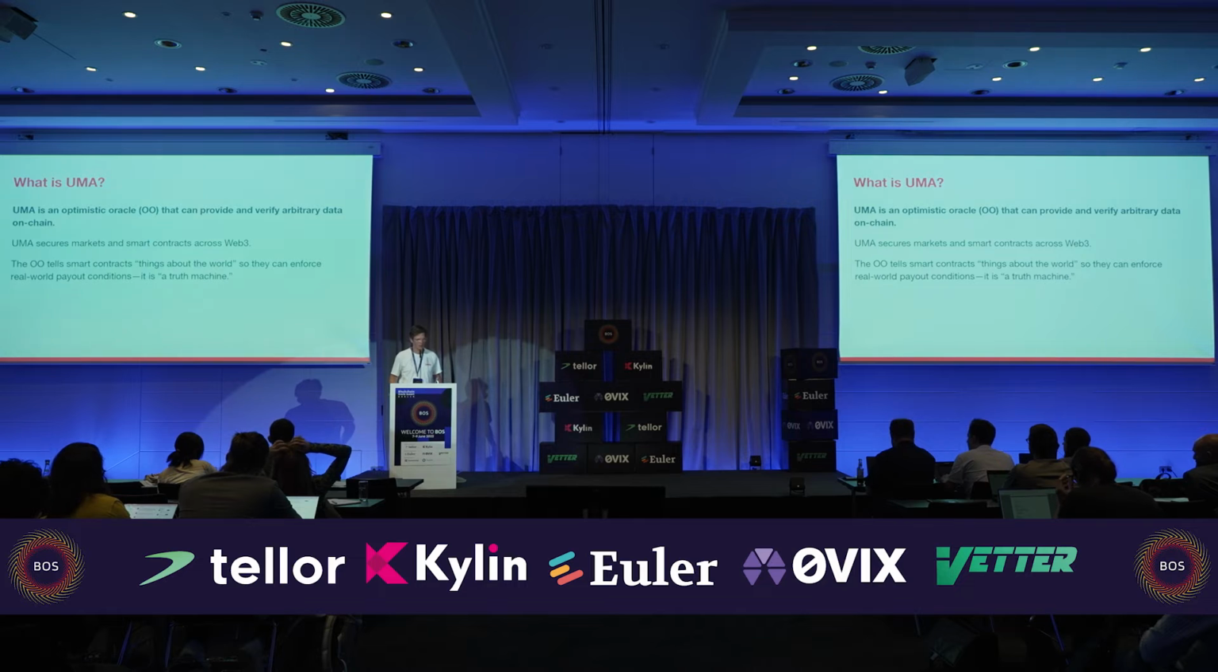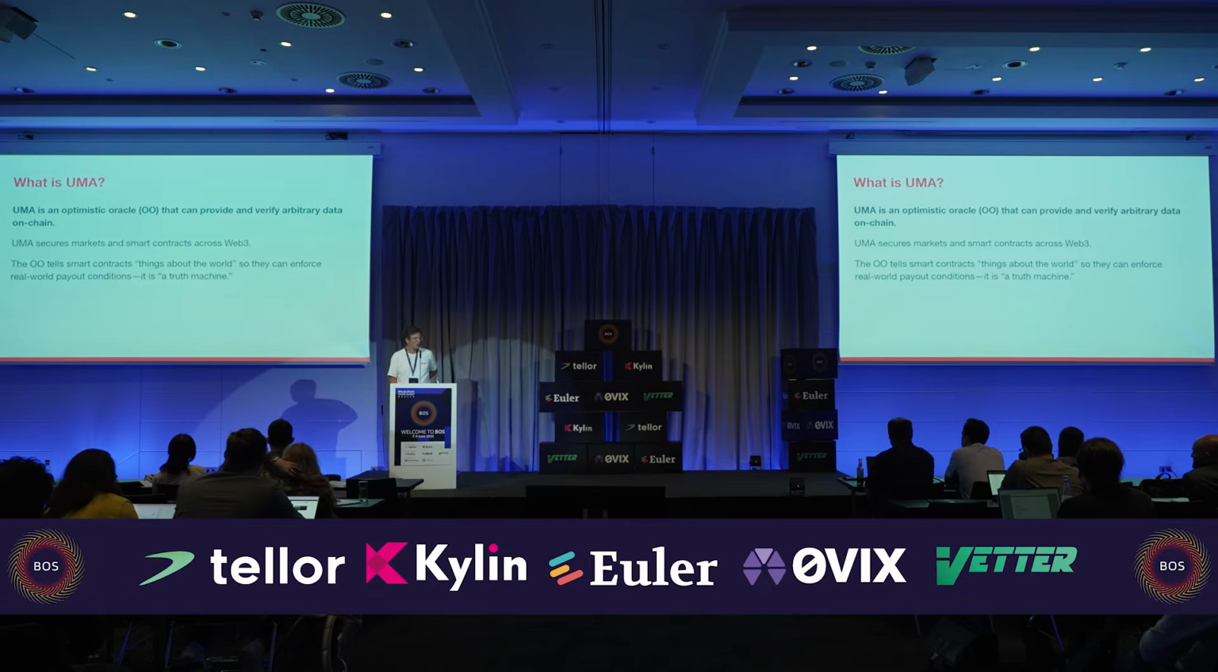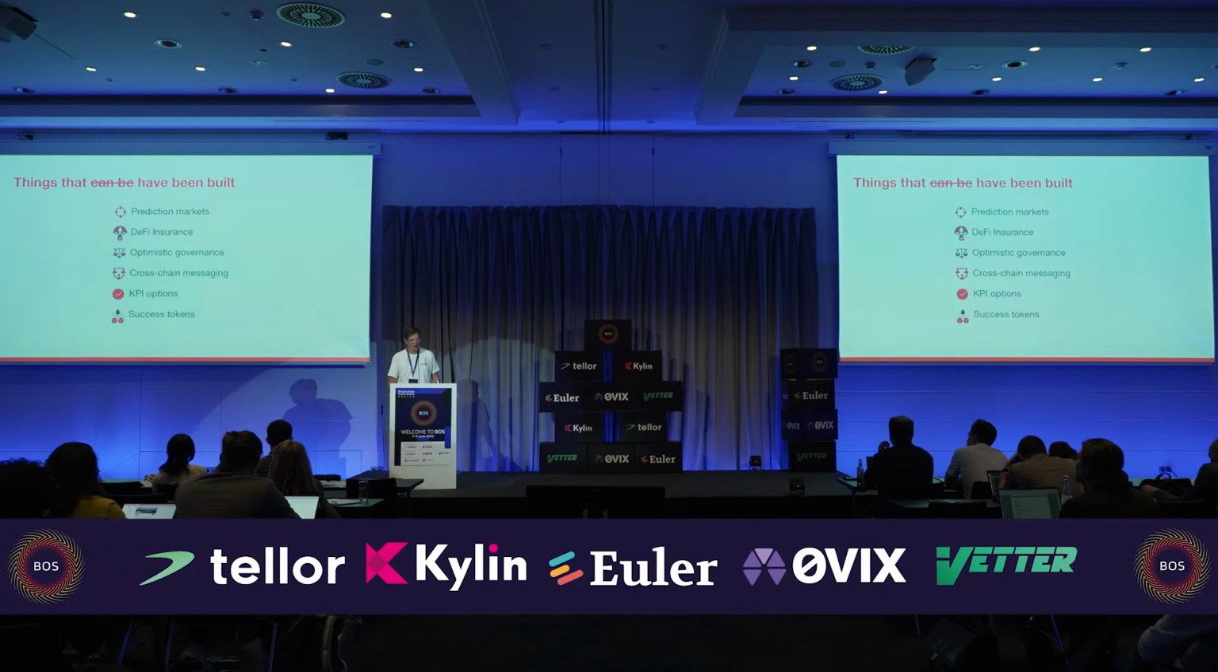So just to tell you guys what we're doing, what is UMA? We've done a lot of things in our past, but we are really focusing on this concept of being an optimistic oracle and trying to become a basic primitive that can provide and verify arbitrary data on chain. And we've been using this design pattern now for a couple years to secure markets and to secure smart contracts across Web3. And the whole idea here is that the OO itself can tell a blockchain, quote unquote, things about the world in a way that makes it into a sort of truth machine, which is very cool, that you can crowdsource truths from a network of actors on a blockchain. It's a pretty fun thing to build.